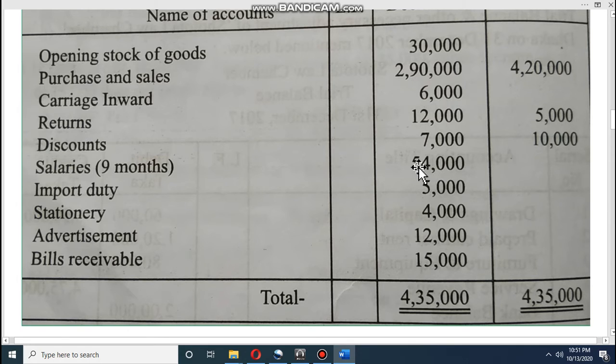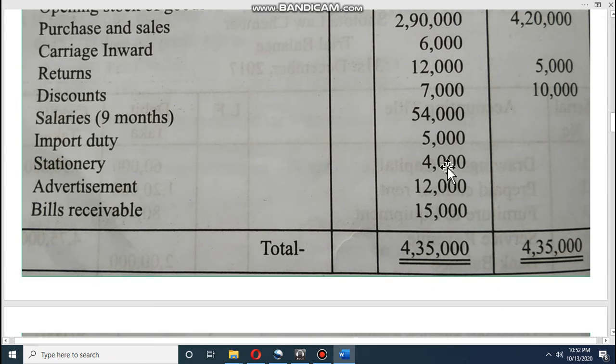Dear student, please take your calculator, we will find out the amount of dues. 54,000 is our salaries given for 9 months. So 54 divided by 9, that means 6,000 per month. So due salary is for 3 months, because we are doing accounting for 12 months. 9, 10, 11, 12. That means for 3 months it is due. So if it is 9 months 54,000, for 3 months it is 18,000. So due salary 18,000 will be added with the salary.